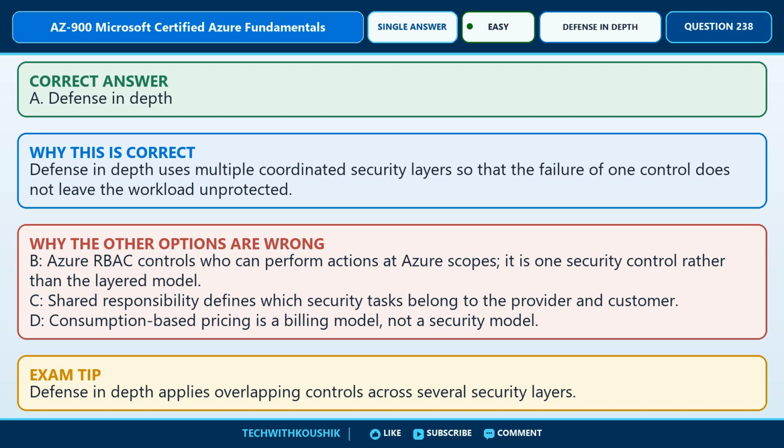Keep this point in mind for the exam. Defense in depth applies overlapping controls across several security layers.